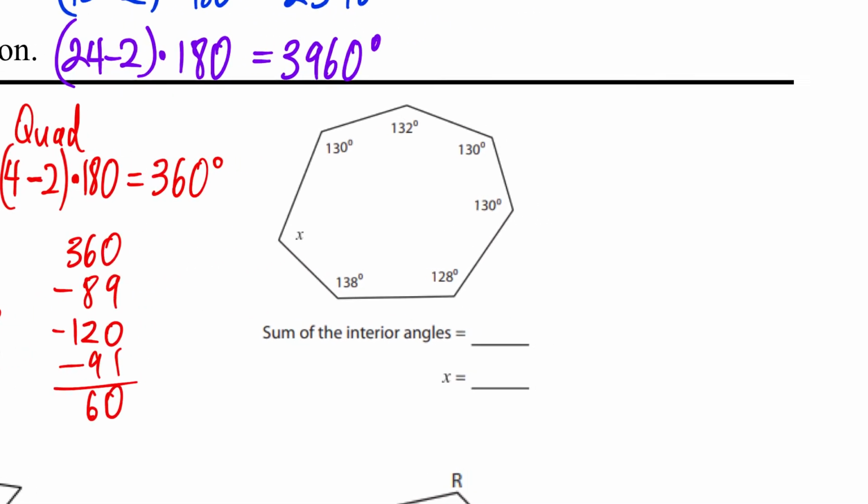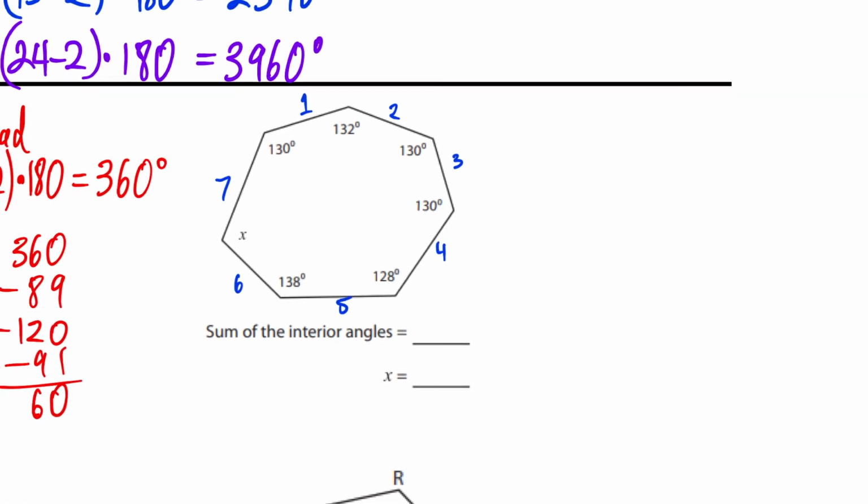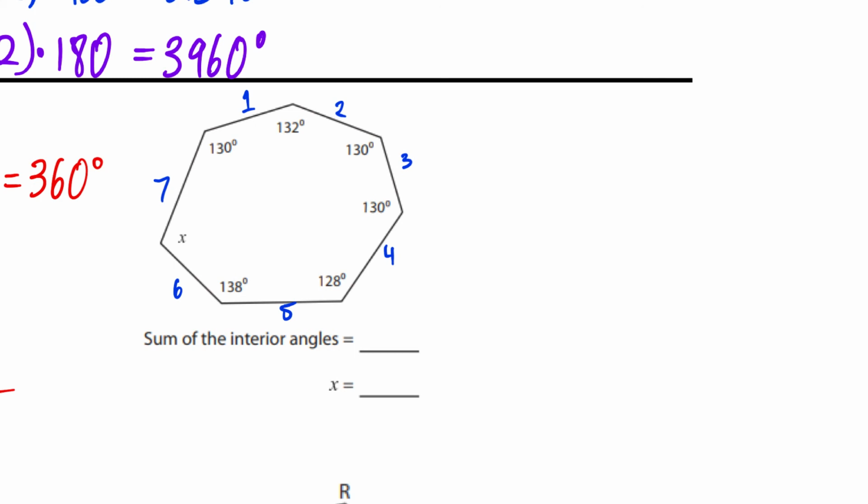Okay, second one. How many sides does this shape have? 7. It's got 7. 1, 2, 3, 4, 5, 6, 7. Okay, does anybody know what you call a 7-sided shape? Okay, so this is a weird one also. This is what we call a septagon. A septagon. So in a septagon, what do the 7 angles always add up to?